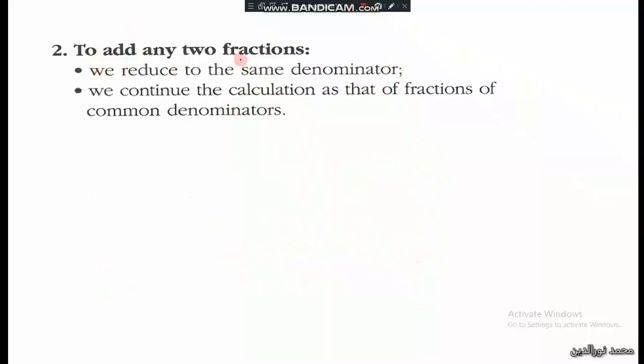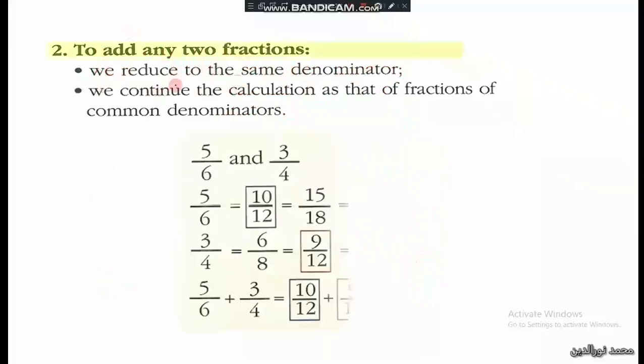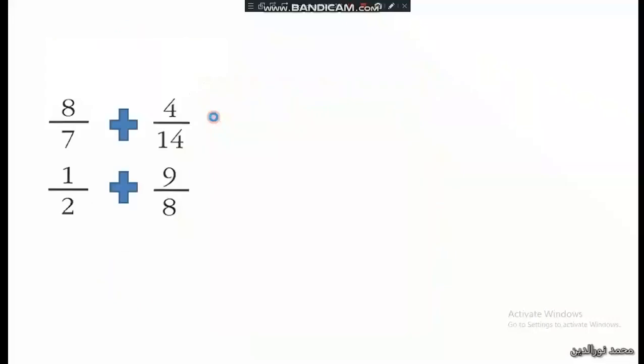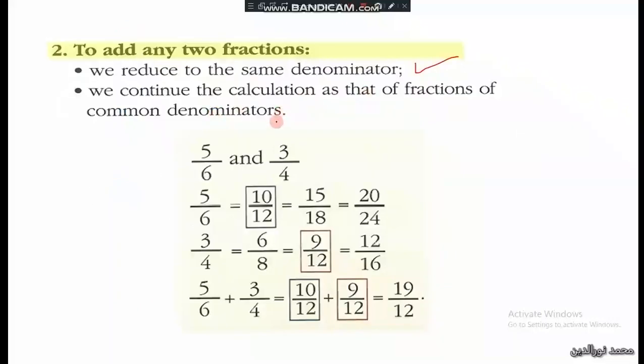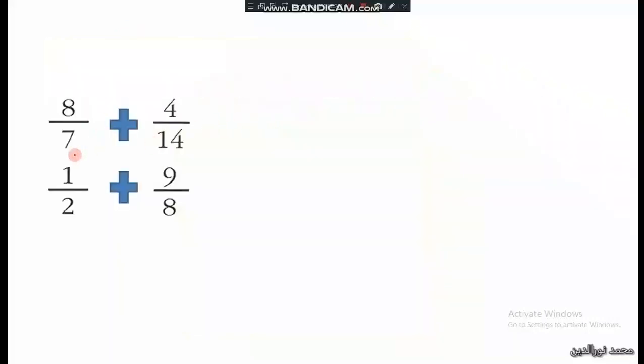إذا بدي أجمع two fractions, any two fractions يعني they do not have the same denominator، أول شيء لازم we reduce them to the same denominator، لازم يكون عندهم same denominator، وبعدين بشتغل حسب الطريقة الأولى إنه بجمع numerators مع بعض. So إذا ملاحظ أنا هون عندي 8 over 7 and 4 over 14، هيدول ما في عندهم same denominator. بقدر أحول 7 ل 14؟ Yes بقدر أحول 7 ل 14.